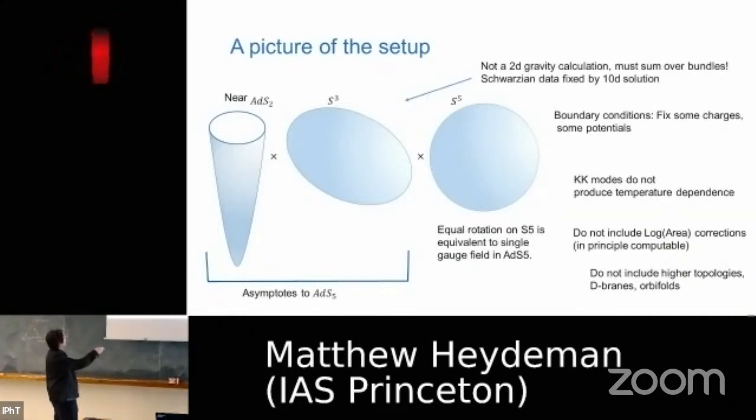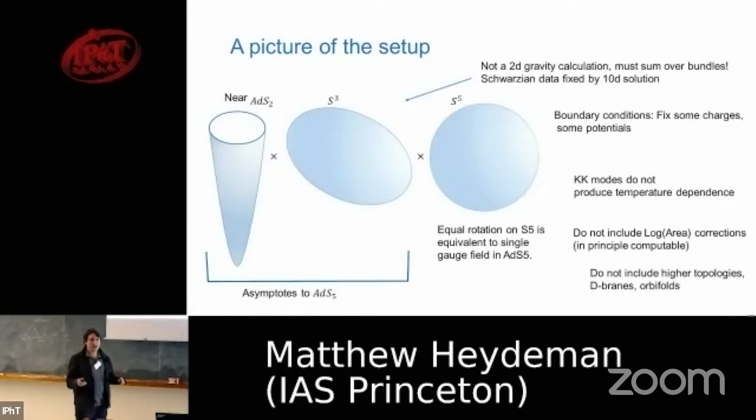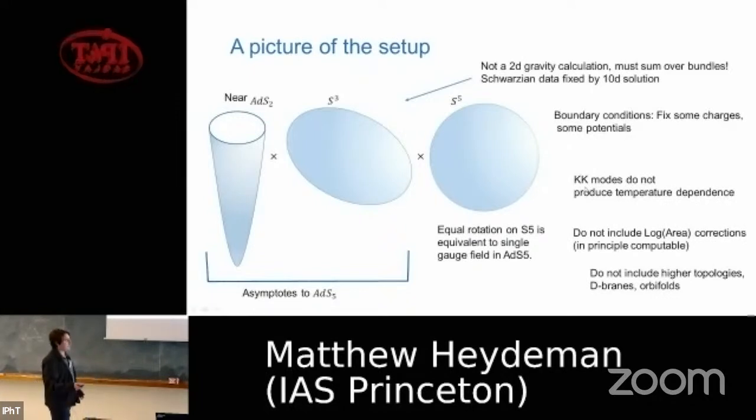So we'll fix boundary conditions at infinity and fix boundary conditions for fields on the thermal circle. So we'll fix some charges, some potentials. We will not include KK modes, which I'm sure is a very big question people have: why are you only allowed to use two-dimensional supergravity fields and not the higher modes? Please ask me afterwards because I'm already very far behind time.